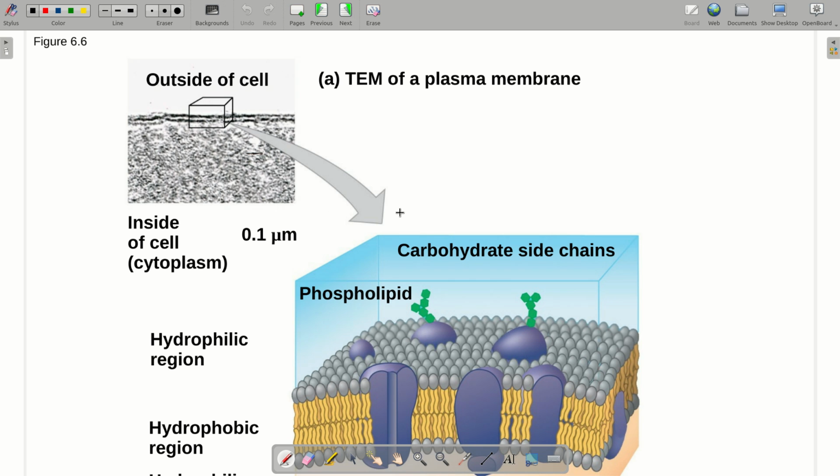Now here's what the membrane actually looks like. That's the membrane of the cell, and this is how we draw it in the book.